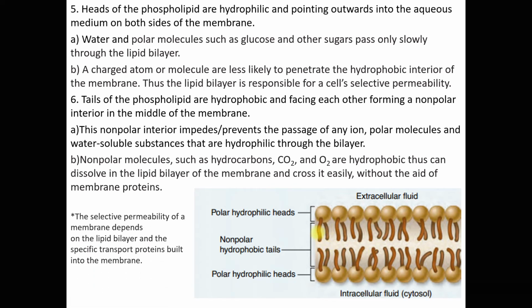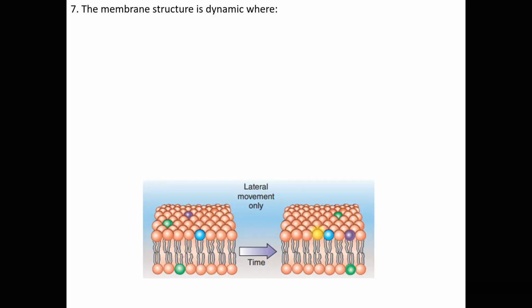So the selective permeability of a membrane depends on the lipid bilayer and the specific transport proteins built into the membranes. Now, point number 7. This plasma membrane, they are dynamic structure. Okay, this plasma membrane is a dynamic structure. Okay, where each layer of phospholipid can move laterally. Okay, this is frequently lah. Okay, each layer of phospholipid can move laterally.